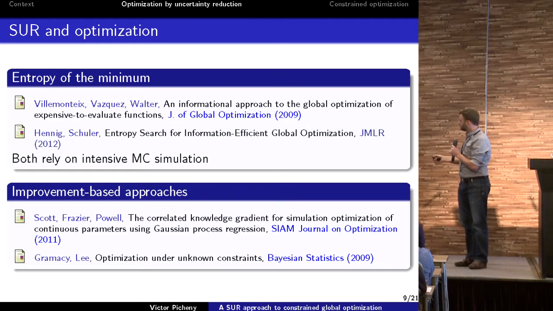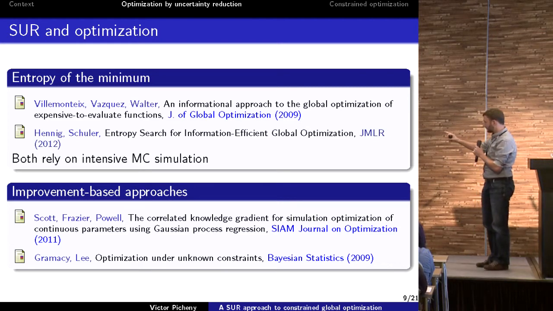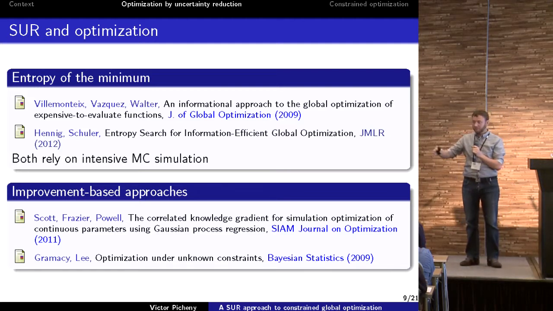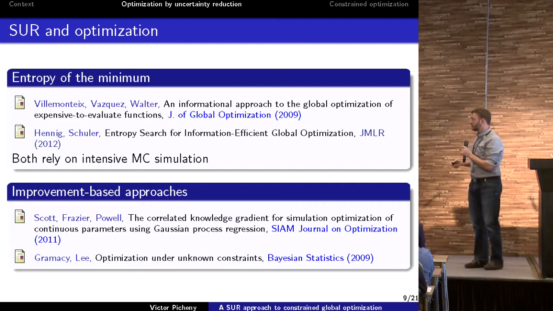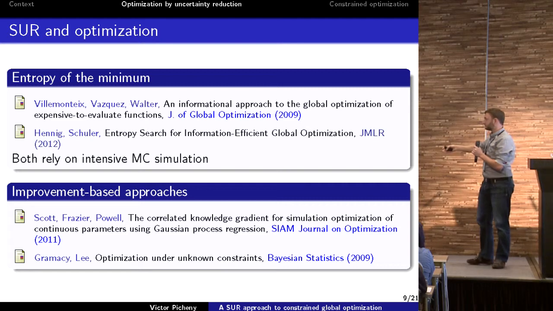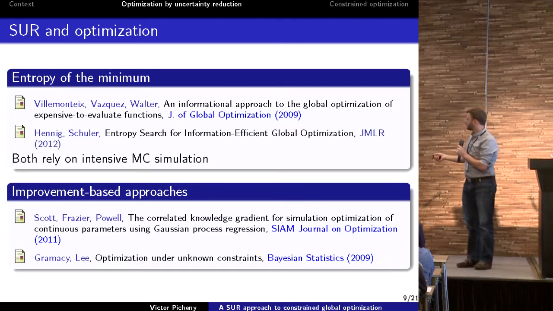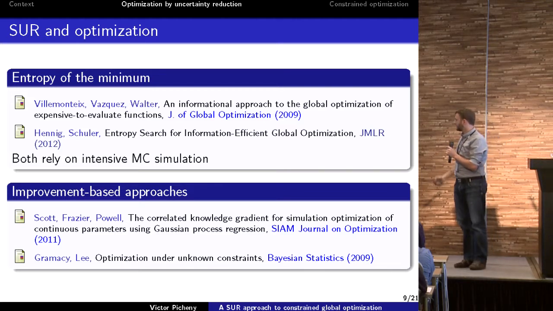And you have another type of work, which is where I'm going to base my approach, which is just to look at the average improvement. I mean, on average, where you can get better, and look at a global measure of that. So I'm going to base my approach on these ones, with a modification to make it easier for constrained problems.